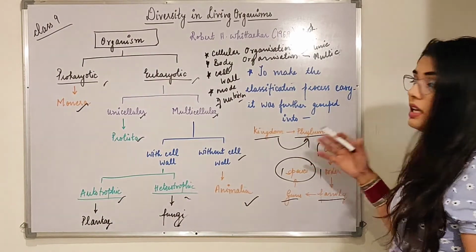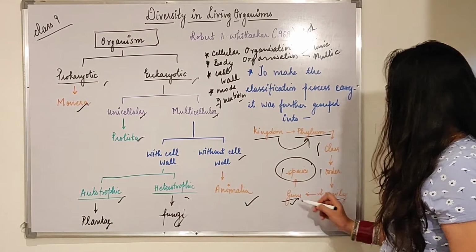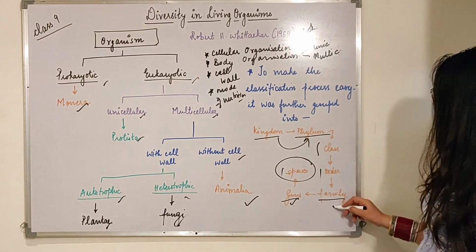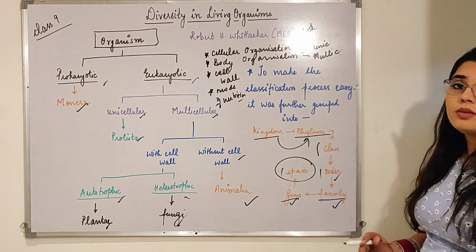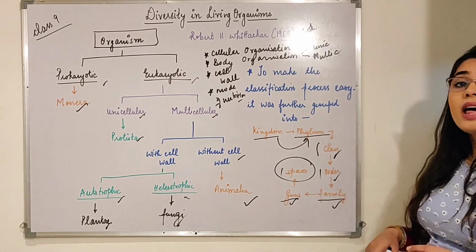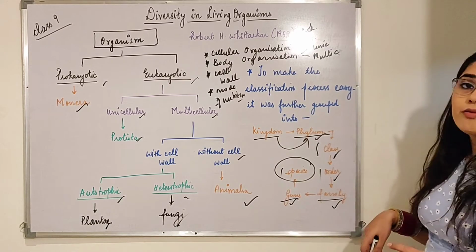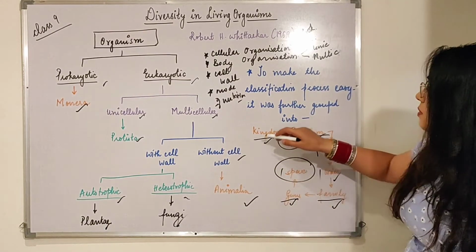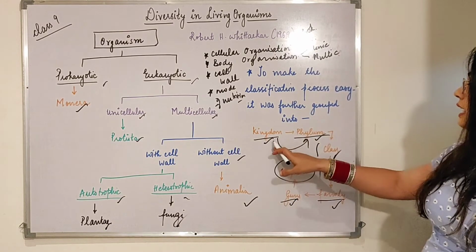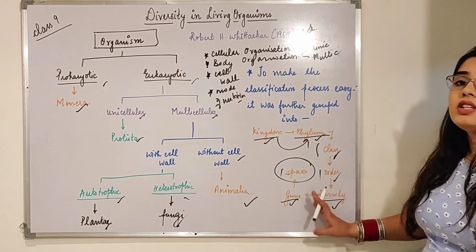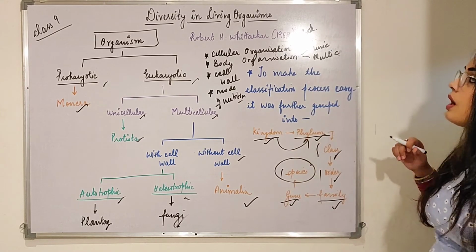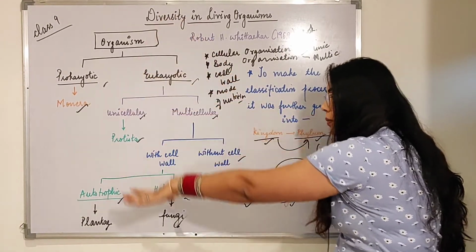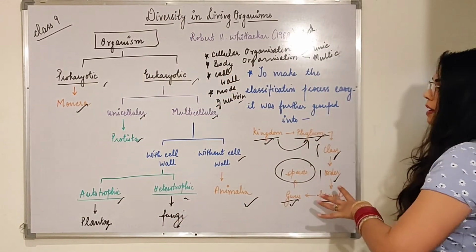So when many species come together, they form a genus. When many genera come together, they form a family. When many families come together, they form an order. When many orders come together, they form a class. When many classes come together, they form a phylum. And when many phyla come together, they form a kingdom. So you need to remember the sequence: kingdom, phylum, class, order, family, genus, and species. This is the order you need to remember. I hope this chart is clear, and you need to memorize it.